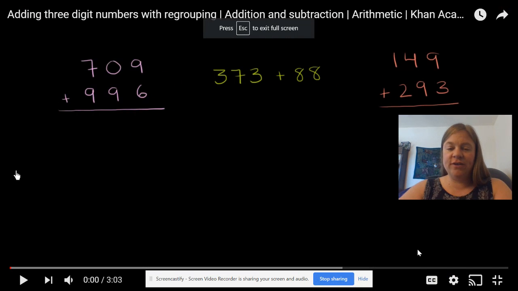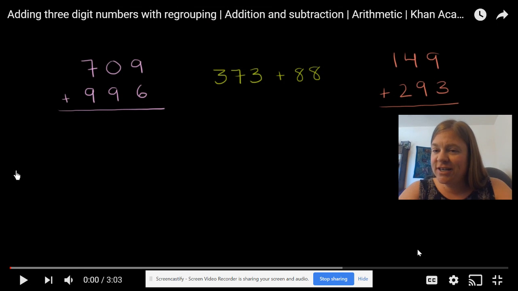Hi guys. All right, so for today's math practice, we are going to be solving some more three-digit addition, and you are going to solve these problems that you see on the screen here. So I want you to grab a piece of paper. You're going to solve all three of these. So I kind of wrote them down to show you.